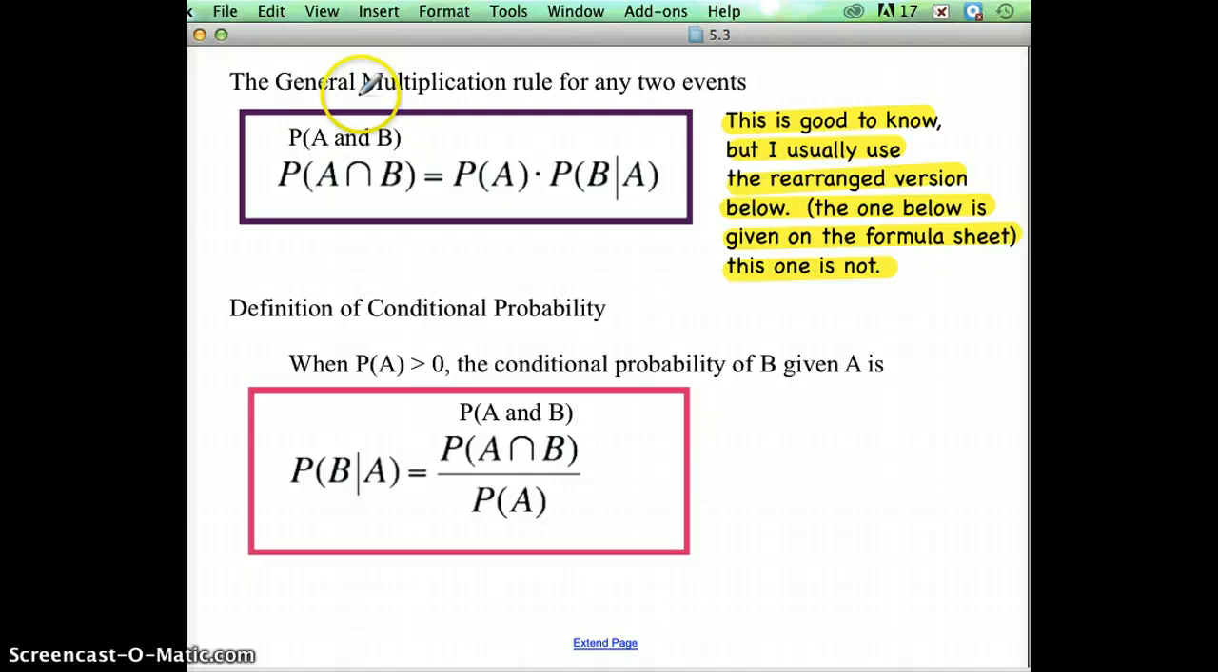Okay, now there's something called the general multiplication rule. This is it. So this is the probability of A and B equals the probability of A times the probability of B given A. But this does not show up on your formula sheet. What does show up on your formula sheet is the one in the pink here. So this is the one you should get familiar with. It's the same as this purple one, just rearranged. So the probability of B given A is the probability of A and B happening, divided by the probability of A alone.